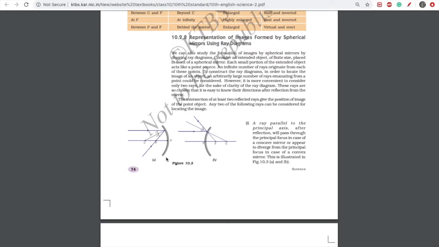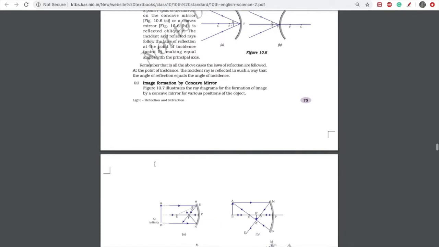These rules are there so that drawing ray diagrams becomes easy, because every time we cannot draw the normal and measure the angle of incidence and angle of reflection, and that would become very time consuming, no? That's why, by doing all those steps once, we have developed some simple rules. Then we can apply these and draw the ray diagrams.